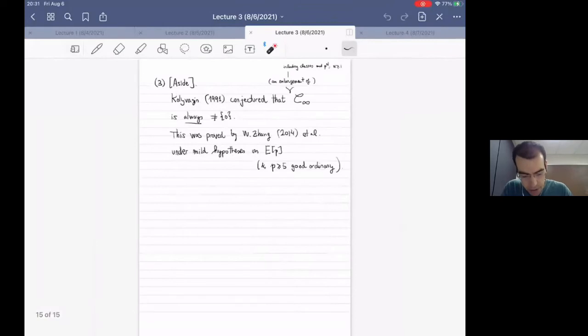Here I mentioned that Kolyvagin in 1991 conjectured that this system is always non-zero. But for this to literally be Kolyvagin's conjecture, one really needs to work with an enlargement of this C infinity, because the C infinity we built in yesterday's lecture consisted of classes modulo p. This system is known to be non-zero only when certain Tamagawa factors have no p-part. So Kolyvagin conjectured that this system is always non-trivial, but when you enlarge it to include classes mod p to the n, for possibly higher powers of p.